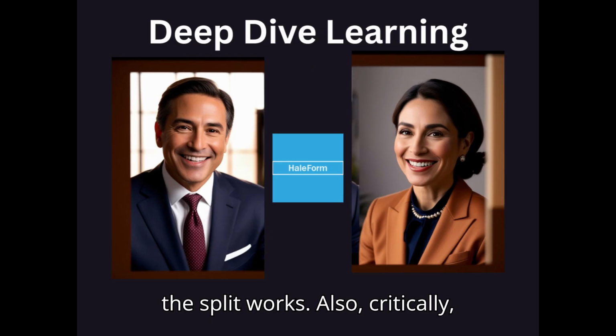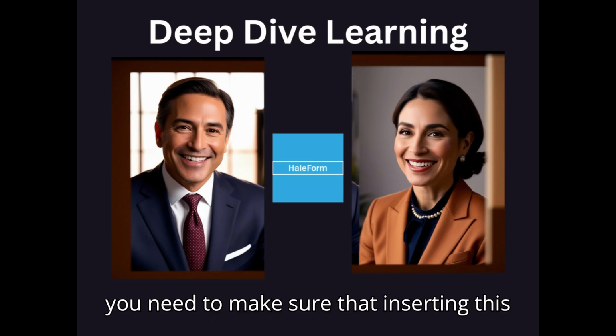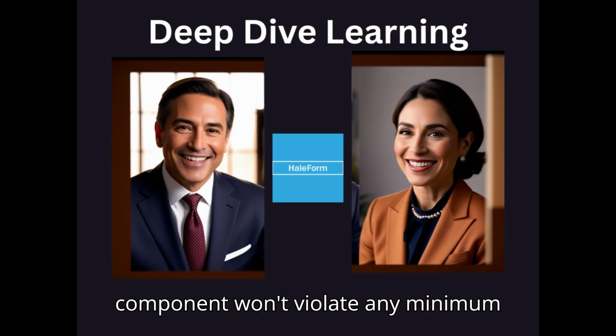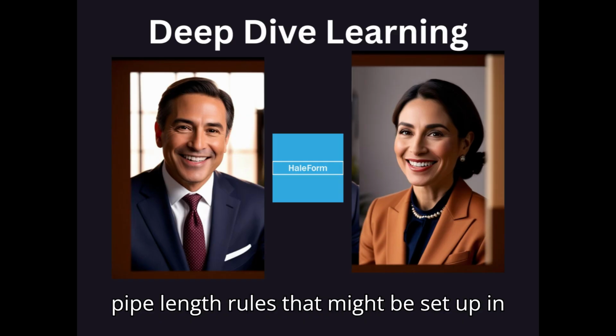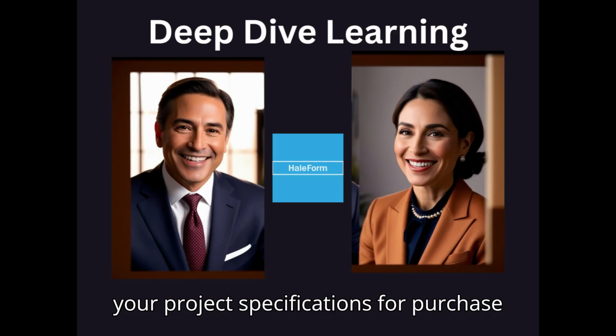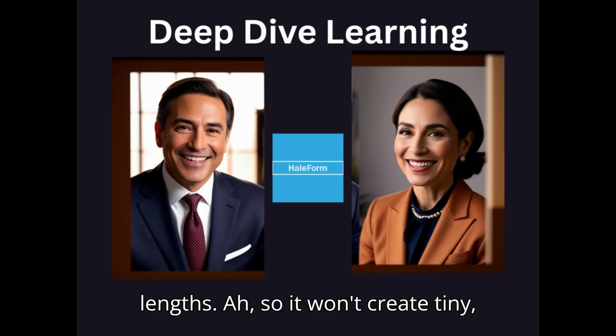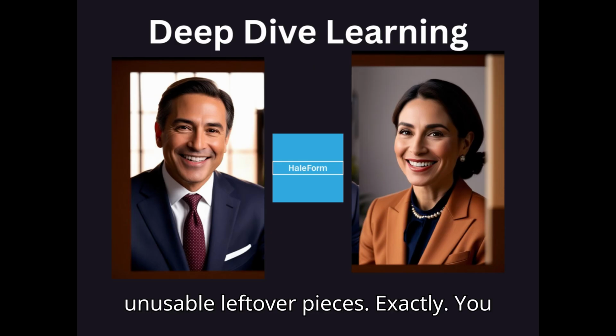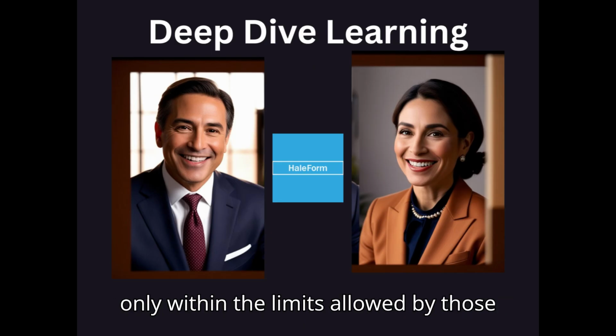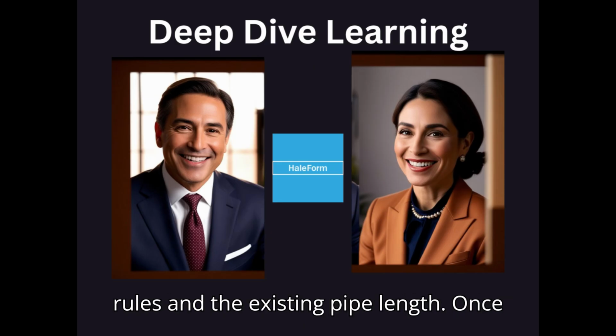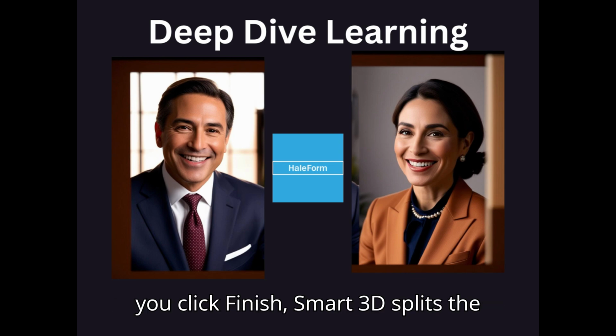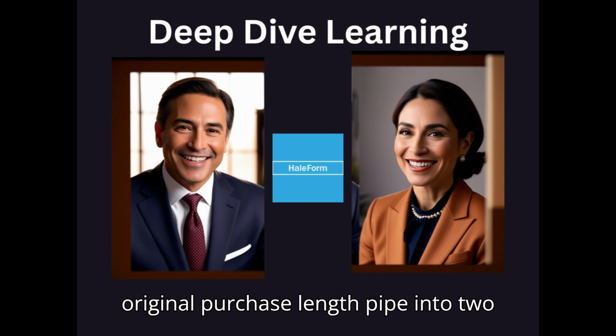Also, critically, you need to make sure that inserting this component won't violate any minimum pipe length rules that might be set up in your project specifications for purchase lengths. So it won't create tiny, unusable leftover pieces. Exactly. You can adjust the component's position, but only within the limits allowed by those rules and the existing pipe length. Once you click Finish, Smart 3D splits the original purchase length pipe into two separate segments.